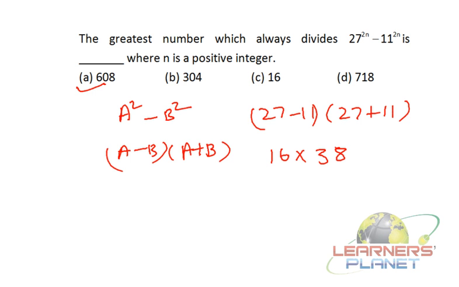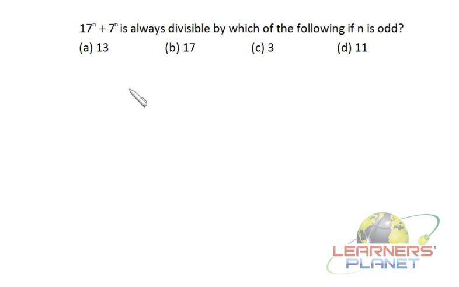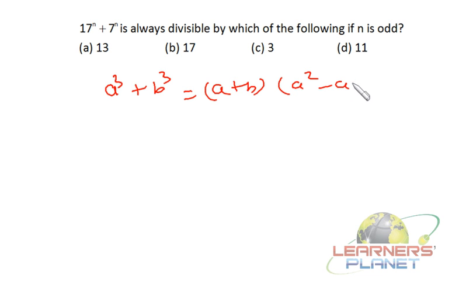Okay friends. Now in this problem, 17 raised to n plus 7 raised to n is always divisible by which of the following if n is odd. Okay, if n is an odd number, that means it is a cube plus b cube format, or we can say a plus b format. So if a cube plus b cube format is there, definitely a plus b will be a factor. That means a cube plus b cube will be divisible by a plus b, as it can be written as a plus b, a square minus ab plus b square. That means a cube plus b cube will be divisible by a plus b.